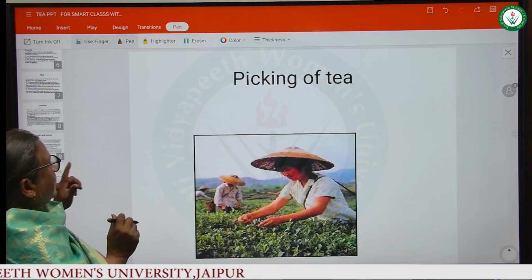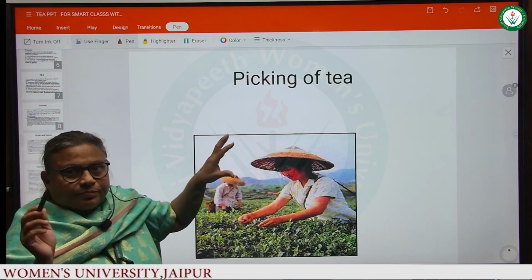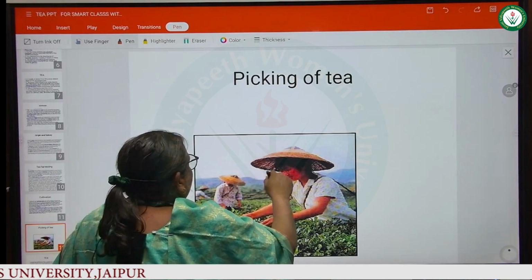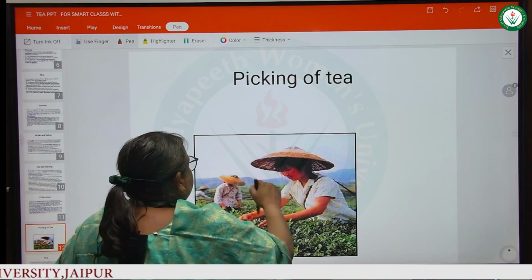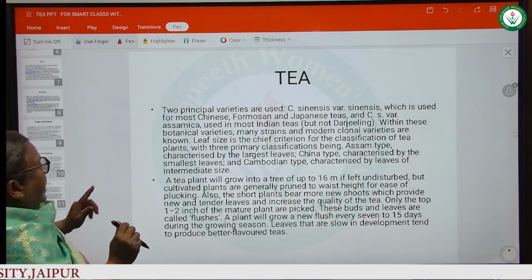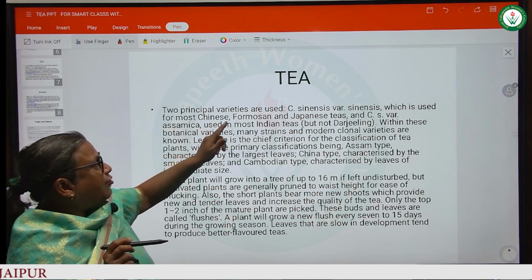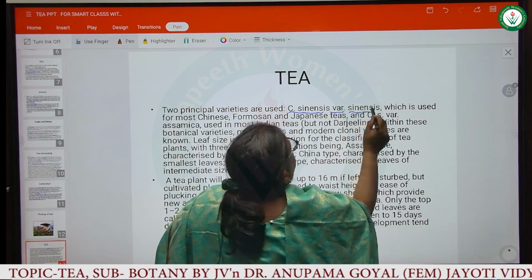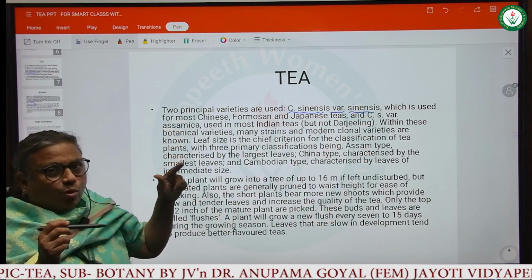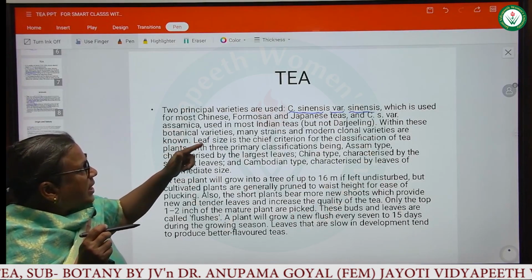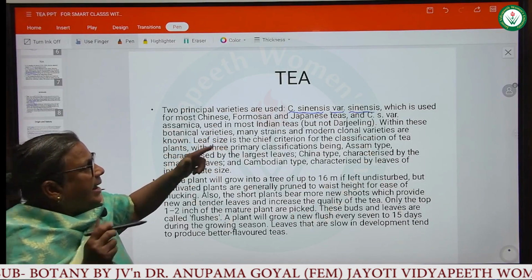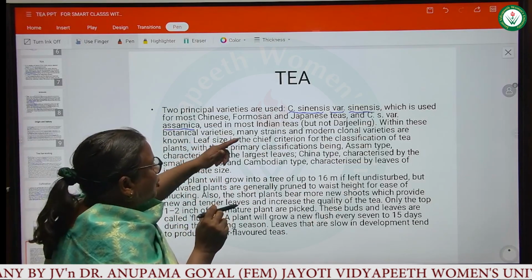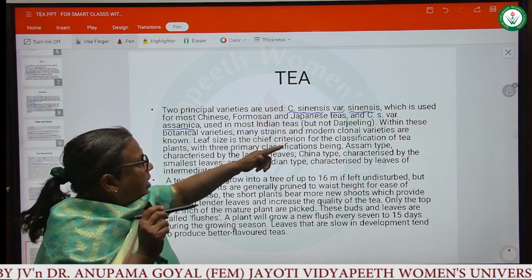Now I show you the picture. In this picture, the women are picking the tea leaves. So this picking of the tea is generally done by women. And now 2 principal varieties of tea are used. One is Camellia sinensis variety sinensis, which is used for most Chinese, Formosan and Japanese teas, and Camellia sinensis variety assamica, used in most Indian teas but not Darjeeling.